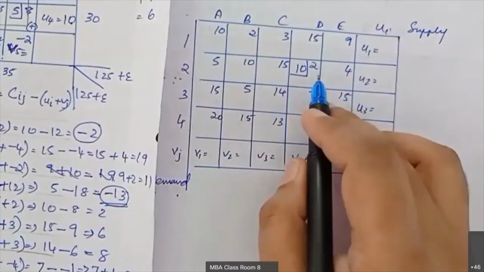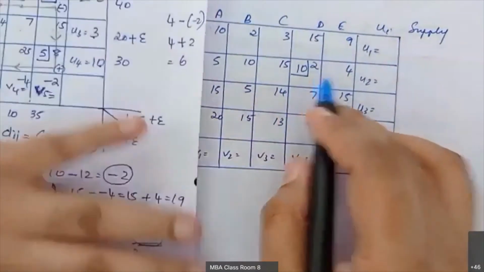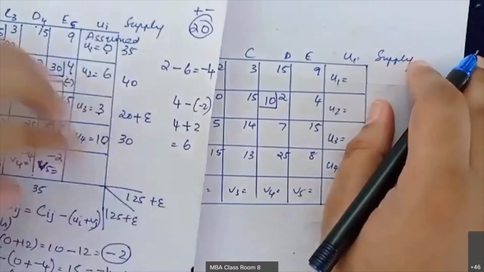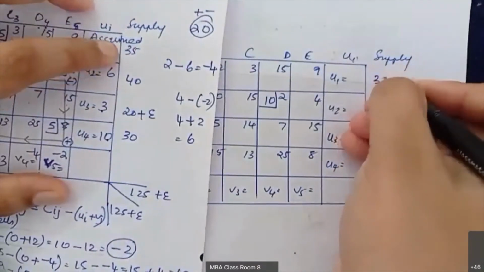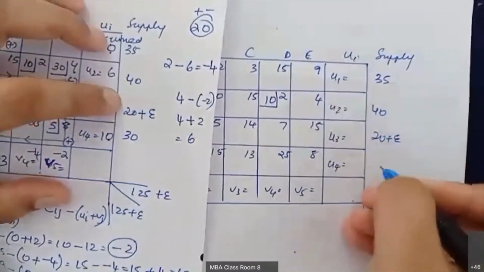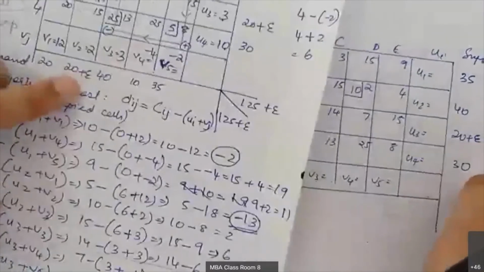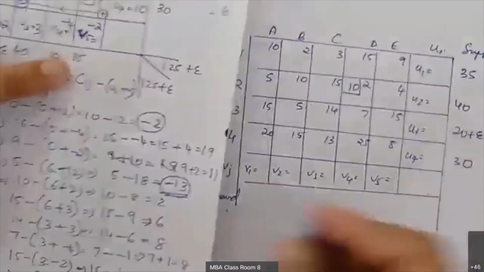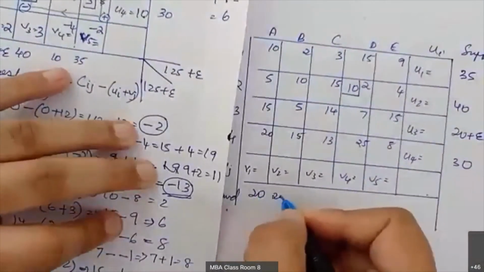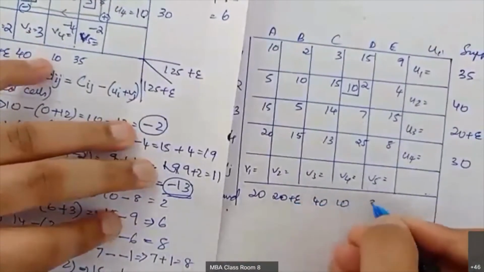Did you see? Now I will write my supply values. Supply, here I have 35, 40, 20 plus epsilon, 30. Similarly the demand values 20, 20 plus epsilon, 40, 10 and 35.